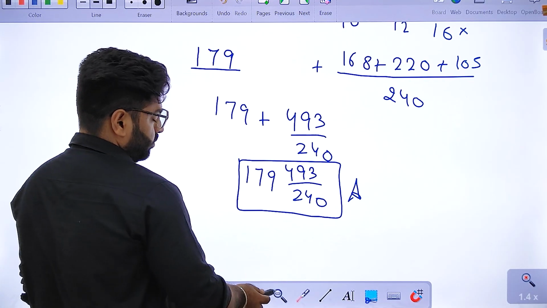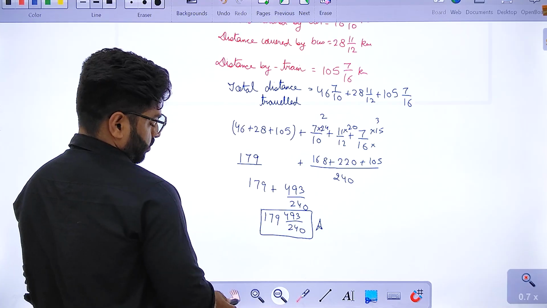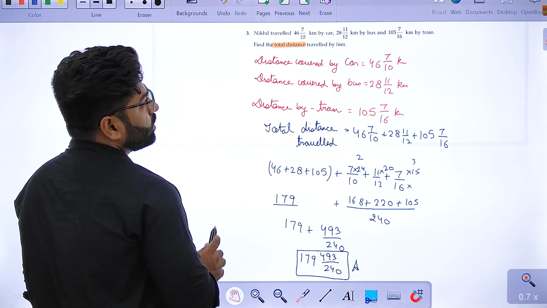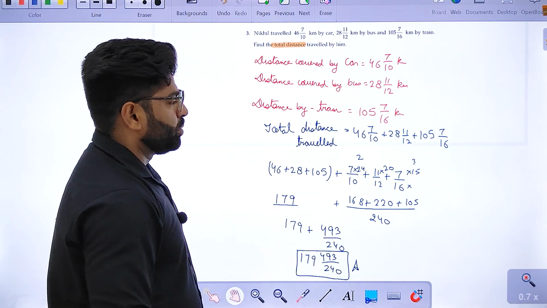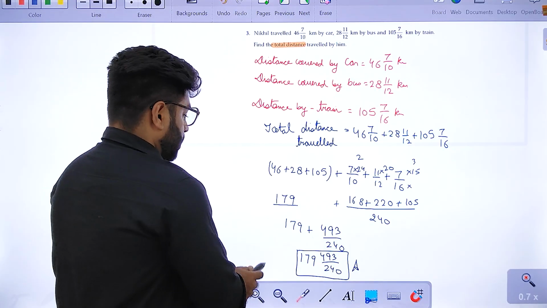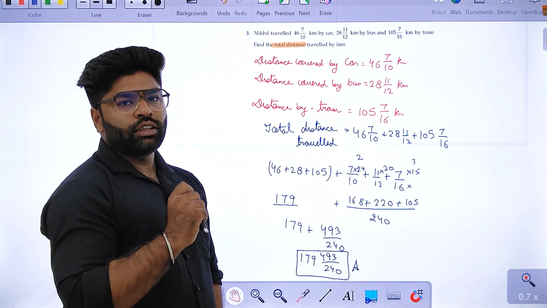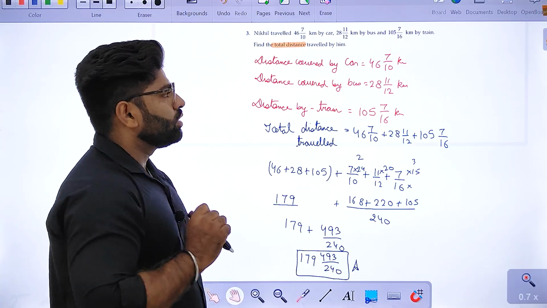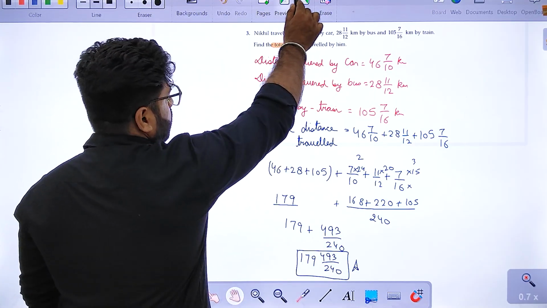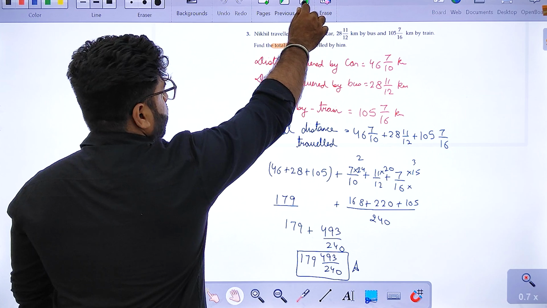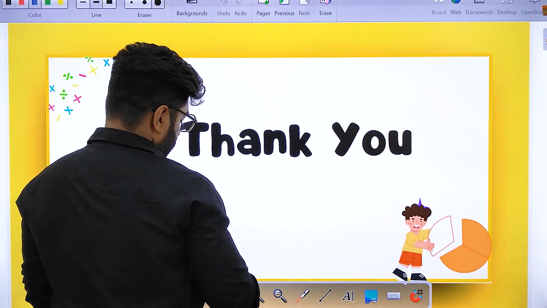Clear? Okay, so this is our whole question. Here we are having a little bit difficult question and a solution part only. So we have done our calculation part, and I think this topic is finished.